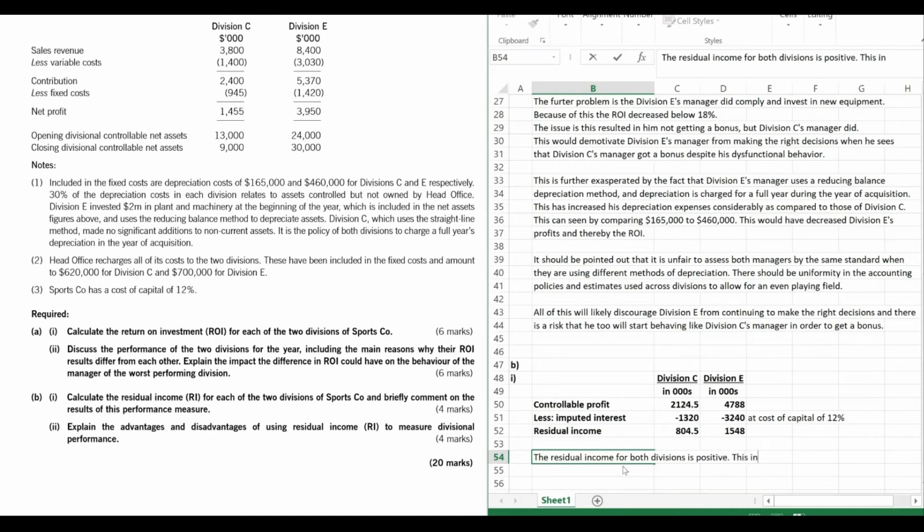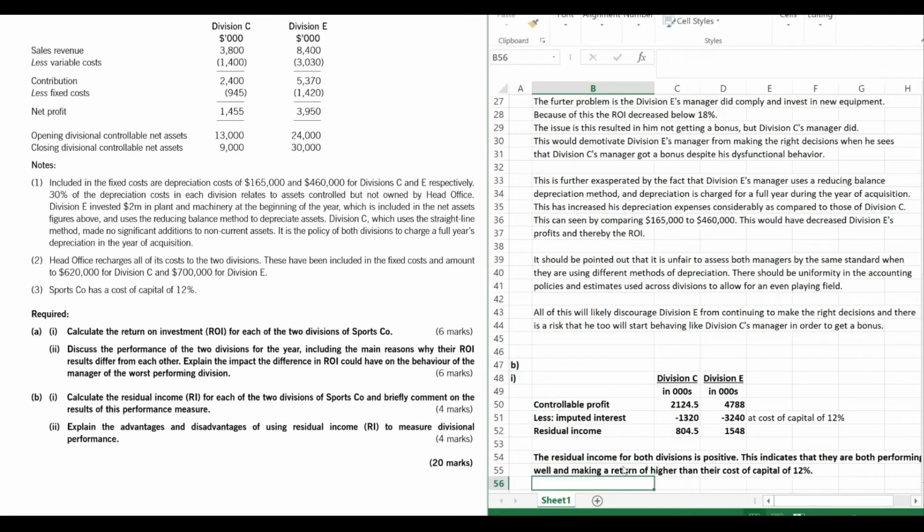This indicates that they are both performing well and making a return higher than their cost of capital of 12%. Okay, yeah, no need to make these bold as well.